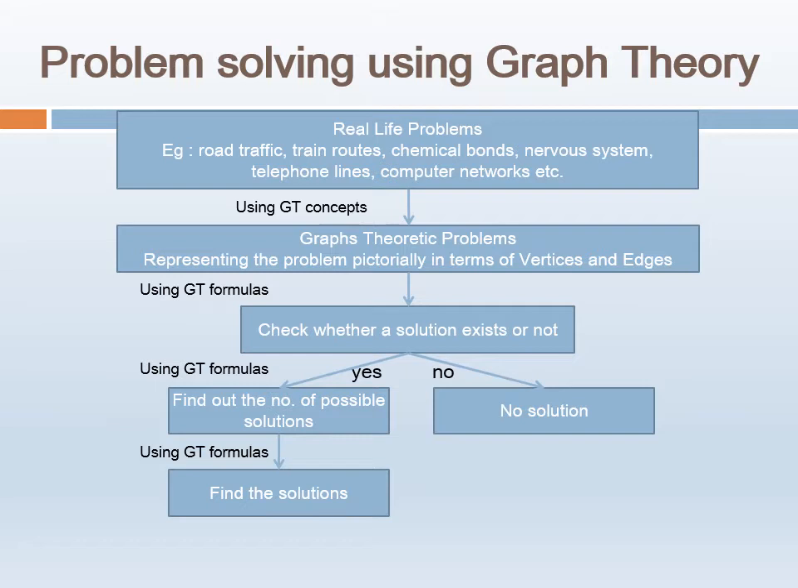Once the problem is defined by means of a graph or mathematically, we can check whether a solution exists or not using the formulas of GT. We can clearly state if a solution exists or not on the grounds of theorems and their proofs. Again, the GT formulas help us to find out the number of solutions for a given problem. And finally, we can find out all the solutions.